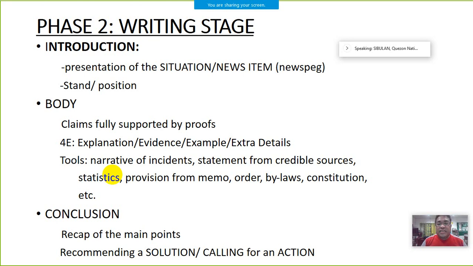Then, our editorial should have a conclusion. There are only 3 parts: the introduction, the body, and the conclusion, which can be a recap of the main points, or recommending a solution, or calling for an action. So it depends on the context that we included in the discussion.